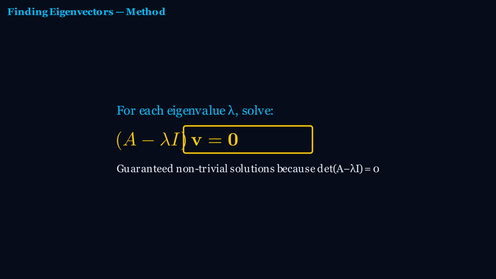Once we have an eigenvalue lambda, we find its eigenvectors by solving the homogeneous linear system A minus lambda I times V equals 0. This system has non-trivial solutions by construction.